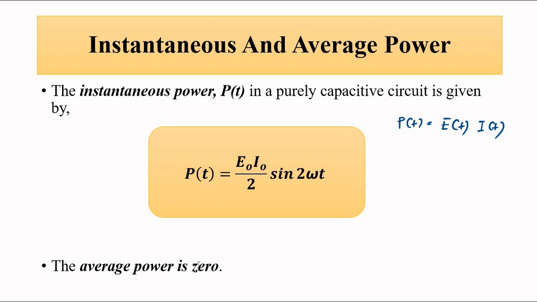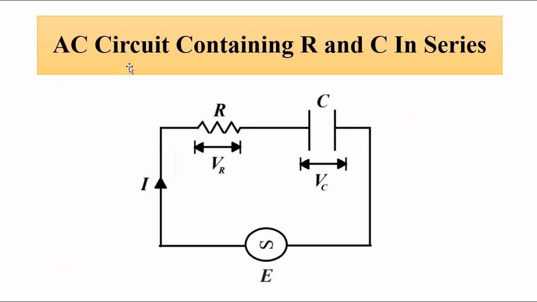Okay, then we have the AC analysis of a circuit containing both R and C in series. Okay, so now let us deal with each of them separately.